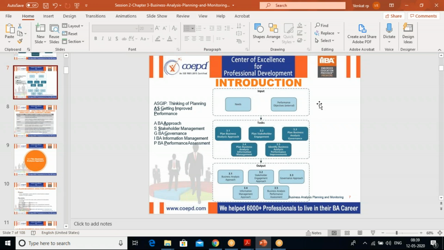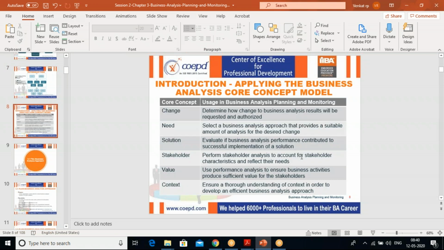Each knowledge area will take a few inputs and give outputs. Here needs and the performance objectives are taken as inputs, and for each task one output is defined. Next, we have to apply BACCM. I can give this as homework, because we have already seen BACCM, the business analysis core concept model. Map this onto the 6 areas and understand what BACCM is for business analysis planning and monitoring. You do it as homework, and if you have any questions, we'll discuss them in tomorrow's class.